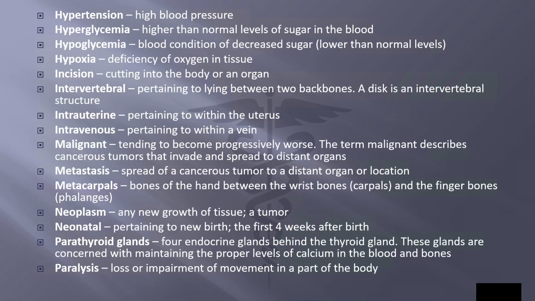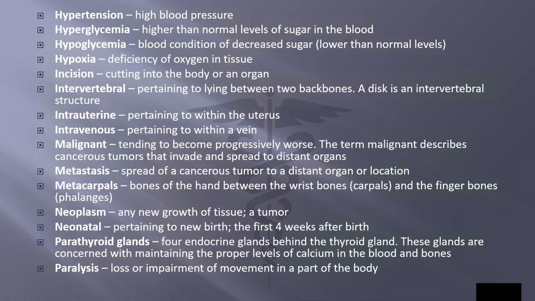Mal means bad. Malignant, tending to become progressively worse. The term malignant describes cancerous tumors that invade and spread to distant organs. Malignant versus benign. The root IGN comes from the Latin ignis, meaning fire. A malignant tumor is a cancerous growth that spreads like a wildfire from its original location to other organs. A benign tumor, then, means good, is a non-cancerous growth that does not spread.